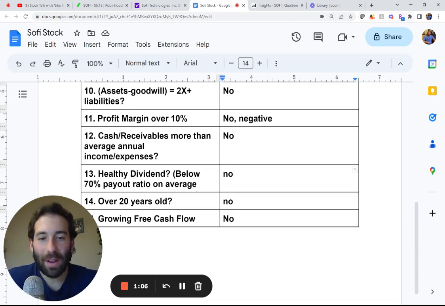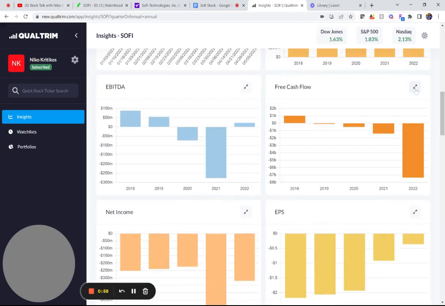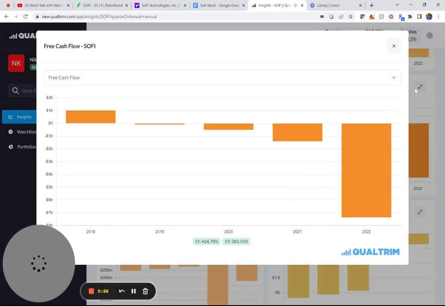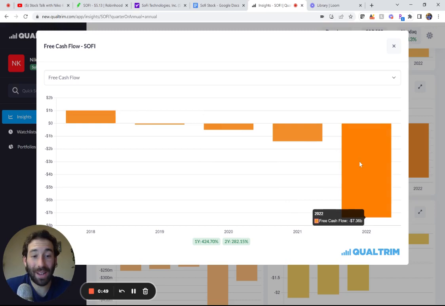Healthy dividend. They don't pay a dividend. The company is a little bit over 10 years old, not quite 20 years old yet. And then pretty much the most important thing to look for here is growing free cash flow. And unfortunately, they're not there yet. It actually has gotten a lot worse. 2018, they did a positive $1 billion of free cash flow. And last year they did negative $7 billion.